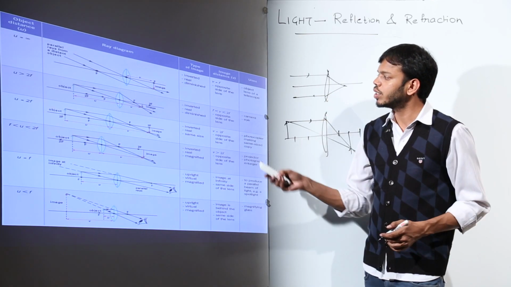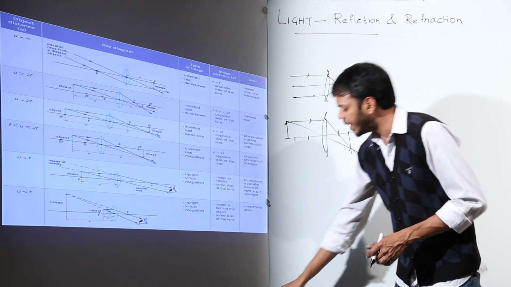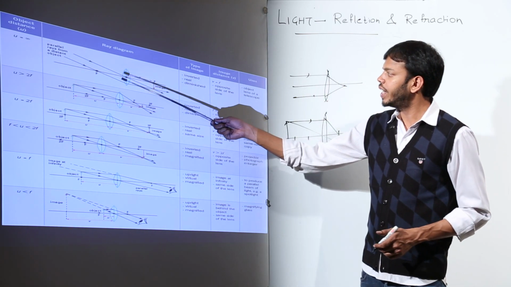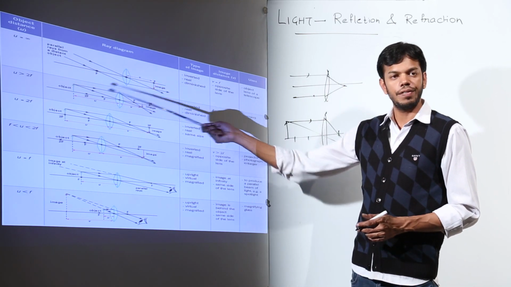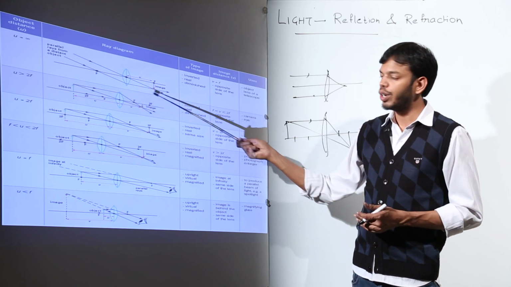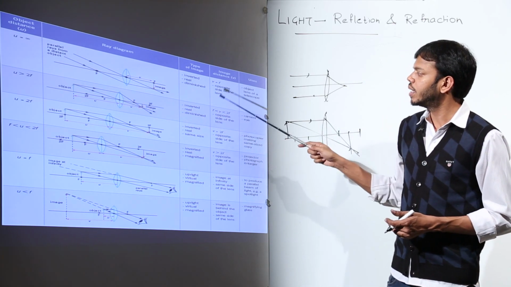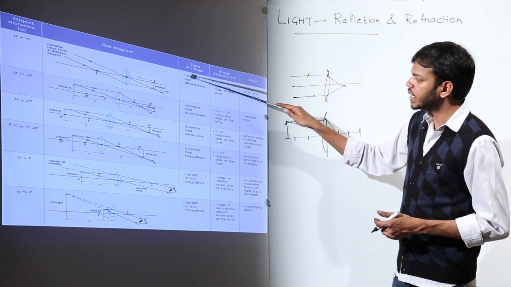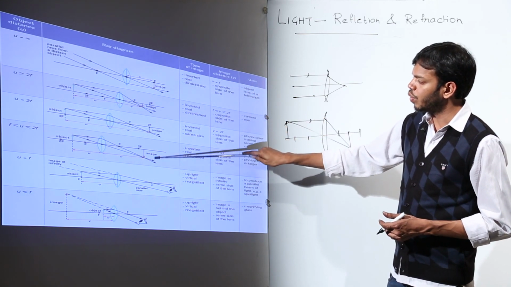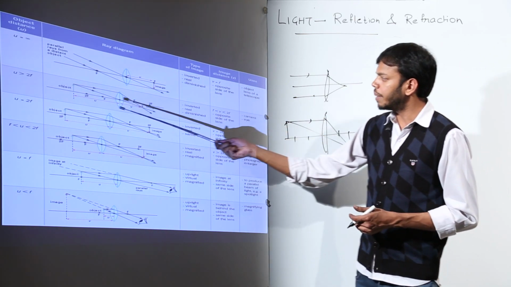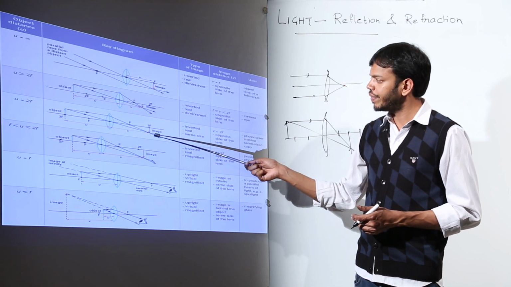So you can make the first 5 diagrams like this. Infinity, at f, between infinity and 2f it will be between f and 2f, and the size would be diminished. All of these are real and inverted. 1, 2, 3, 4 and 5, they are real and inverted. Number 3, at 2f, image is at 2f.